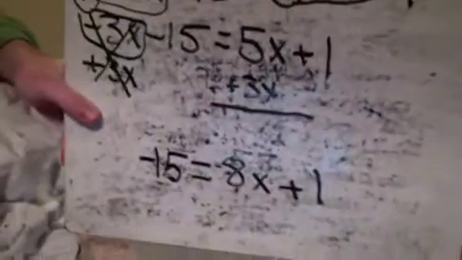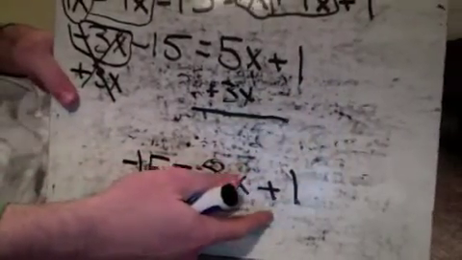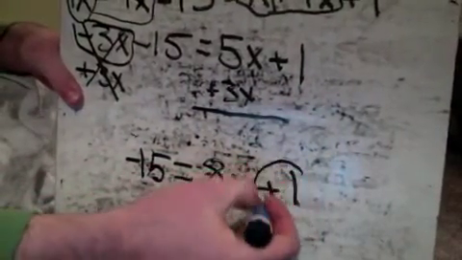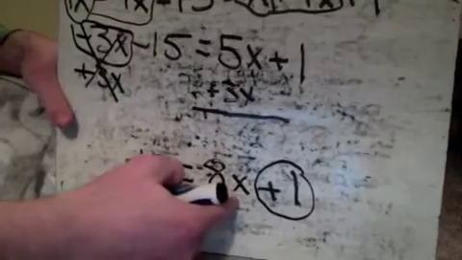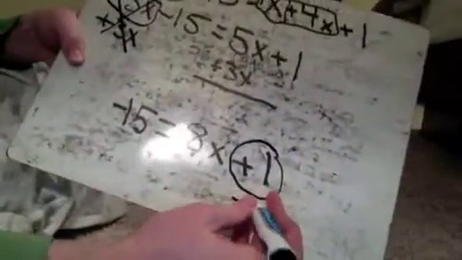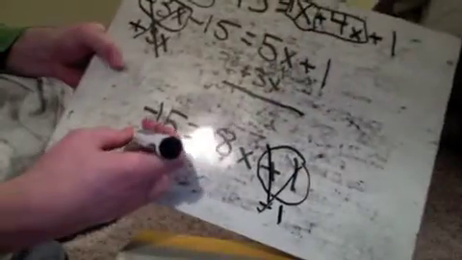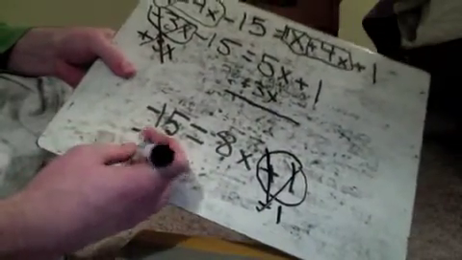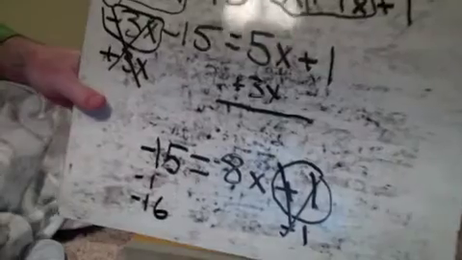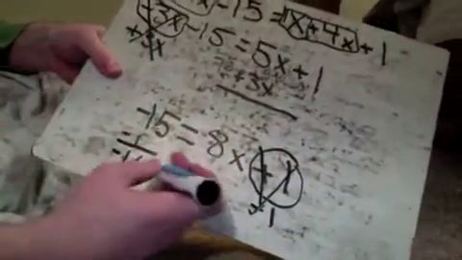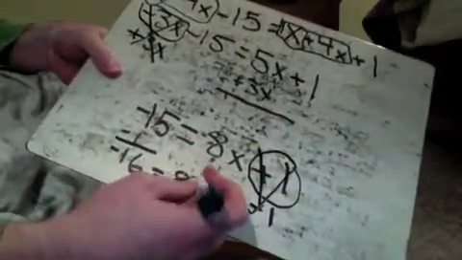All right, we are getting closer to having the x by itself, but this thing is kind of in the way here. So we need to get rid of that so the x can be by itself. So that's going to be minus 1 on that side. Cancel out. Minus 1 on this side is going to be negative 16. Okay, so I've got negative 16 equals 8x.